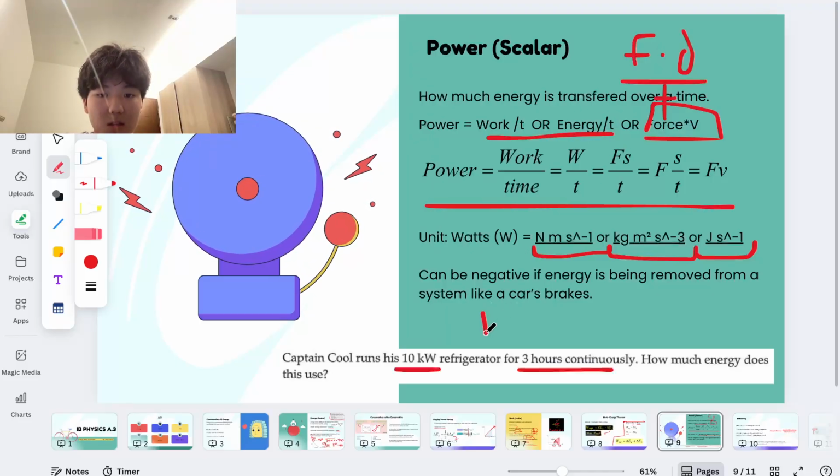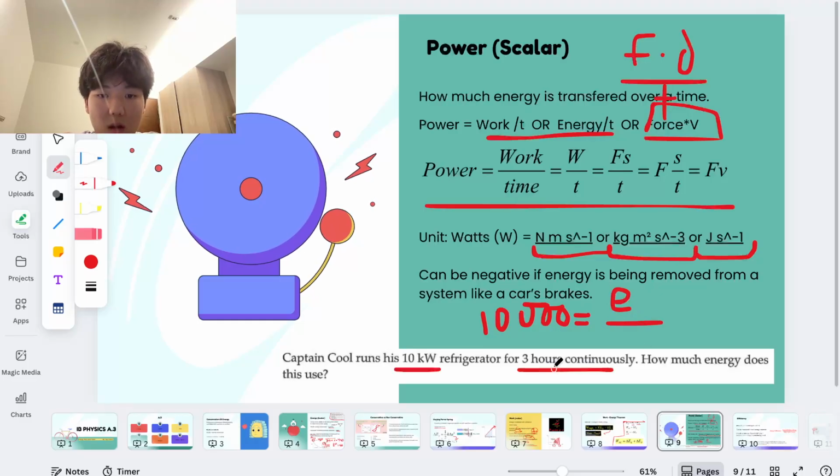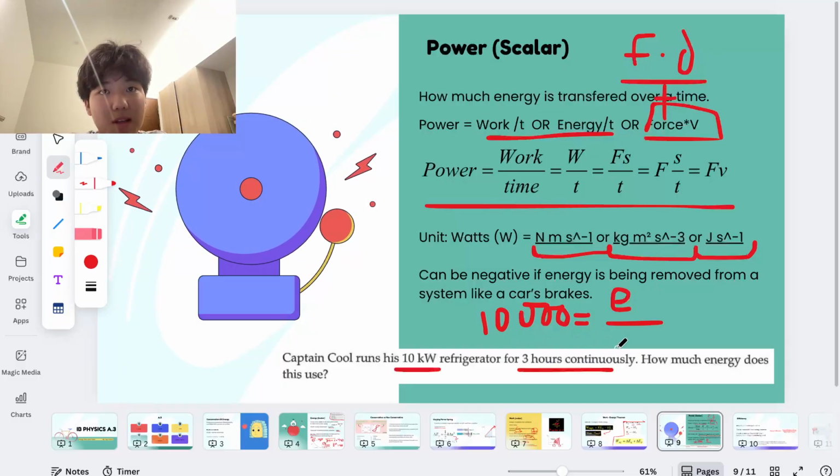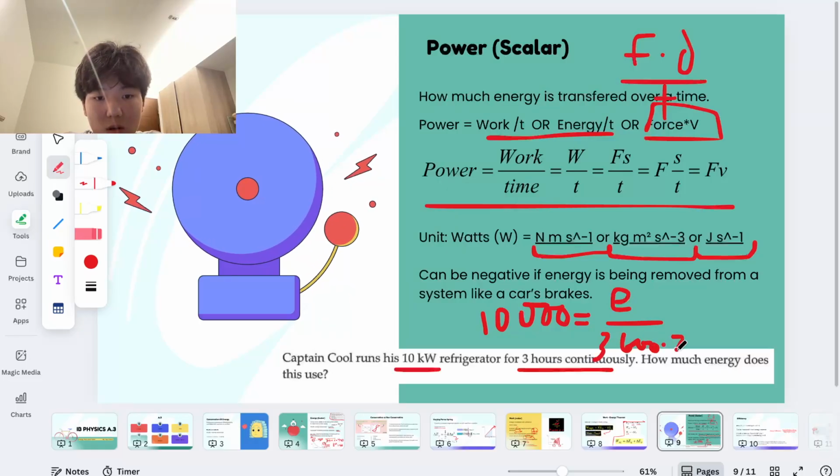So P, 10 kilowatt, is 10 times 1,000, which is 10,000, because the basic SI unit is watts, is equal to energy, which is E, over time, which is in seconds for the SI units. So 3 hours, how much time is that? 60 seconds in 1 minute, 60 minutes in an hour, times 3. So 3,600 times 3 seconds. And then you multiply this onto this side, and that's how much energy you need.